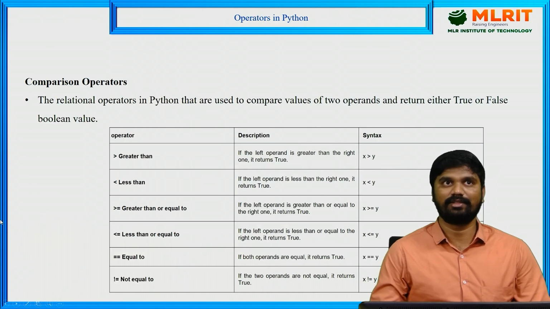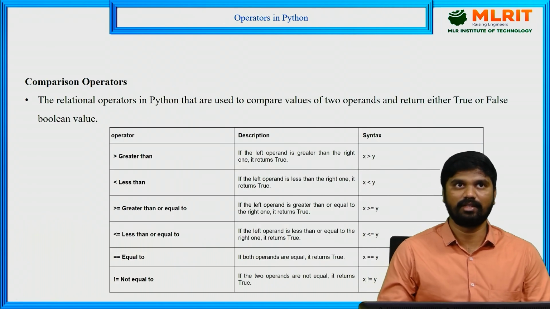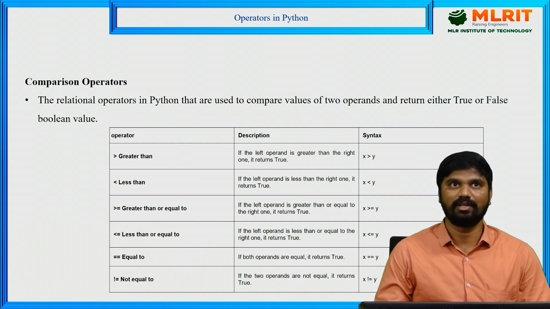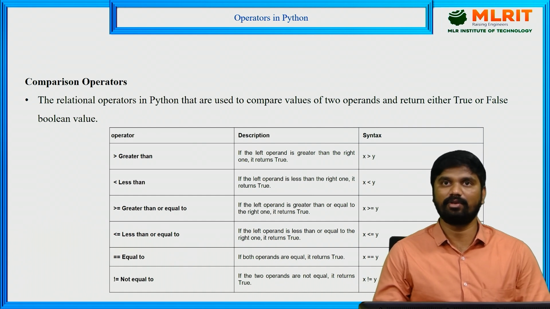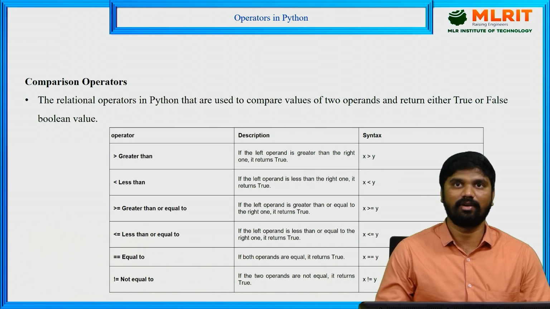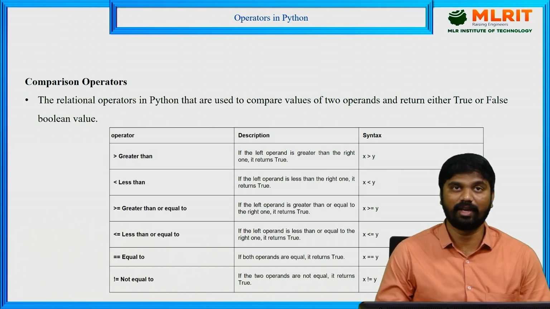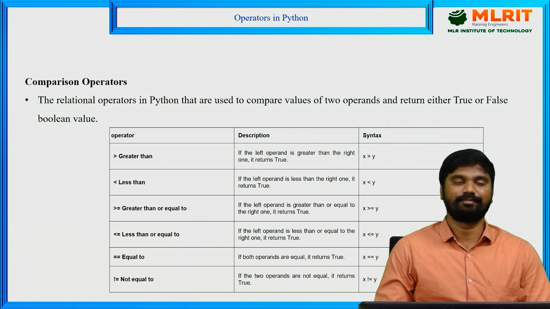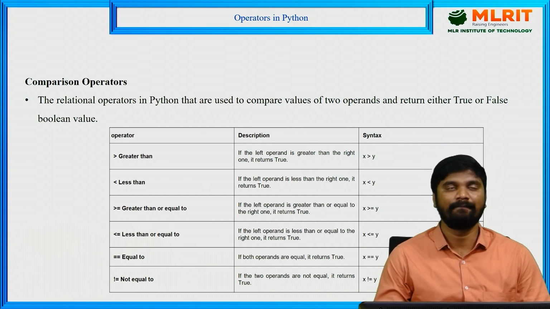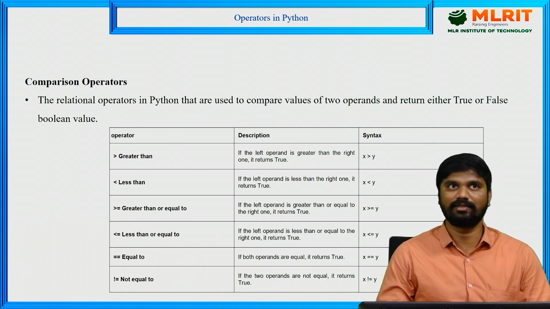Just for revision, what does an operator mean? An operator is a special symbol which is used to perform operations on values or on variables. Whenever we perform an operation on variables, we call those variables operands. We have different types of operators in Python. Among them, we completed the discussion about arithmetic operators, and now we are discussing comparison operators.